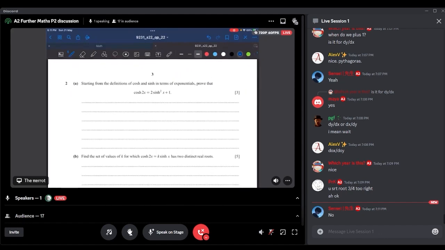Right, for number 2, starting from the definitions of hyperbolic cosine and hyperbolic sine in terms of exponentials, prove that this equation is true. Basically, you just have to prove that the left-hand side is equal to the right-hand side for any x.